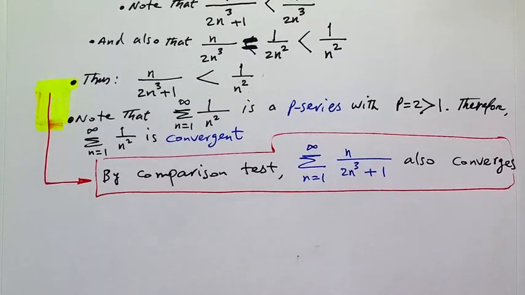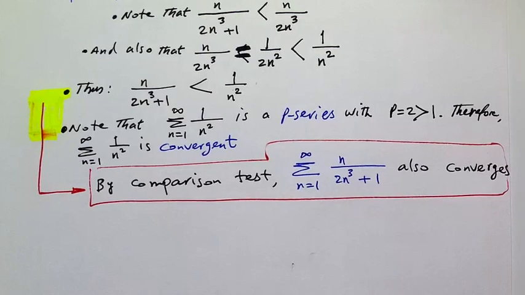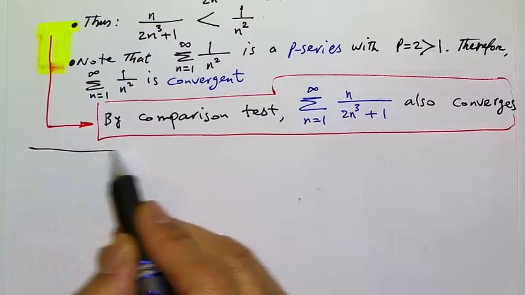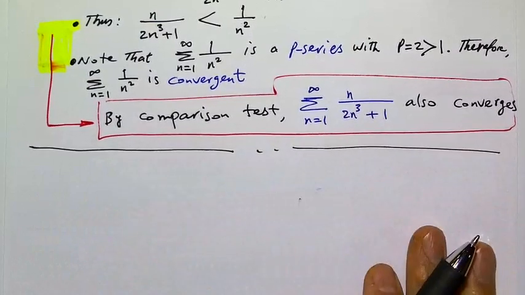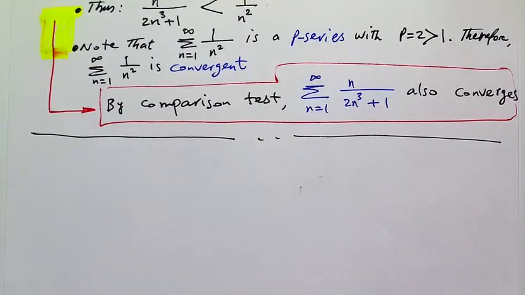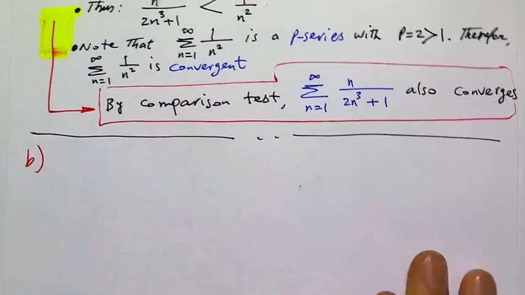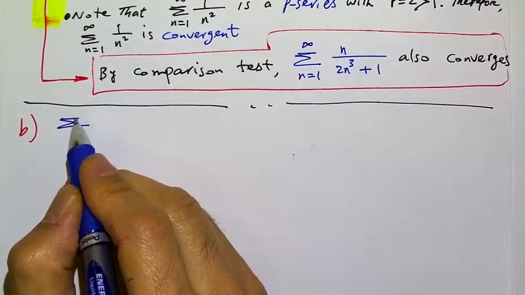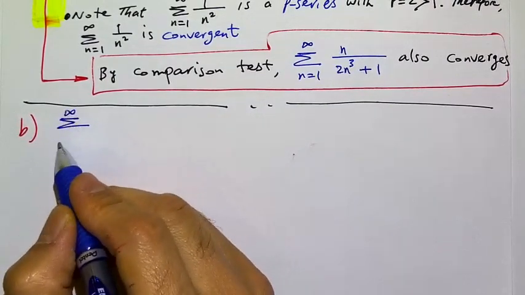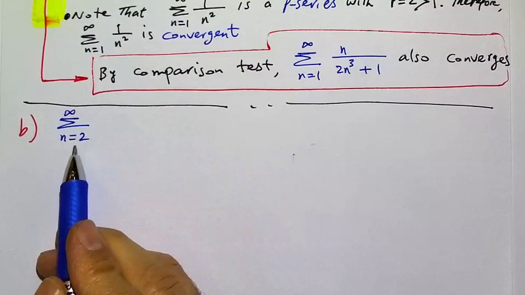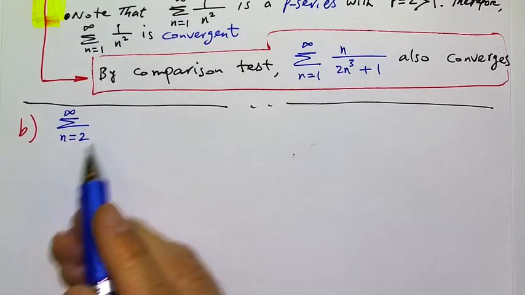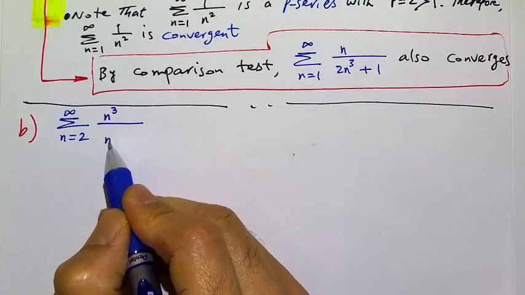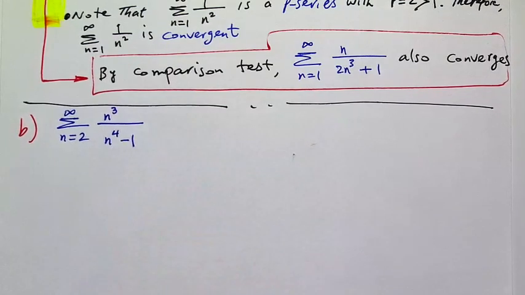Notice how in this example we used a p-series in conjunction with the comparison test. So let's do another example. This time we want to test the convergence or divergence of this series. Notice right away that this is starting from 2.